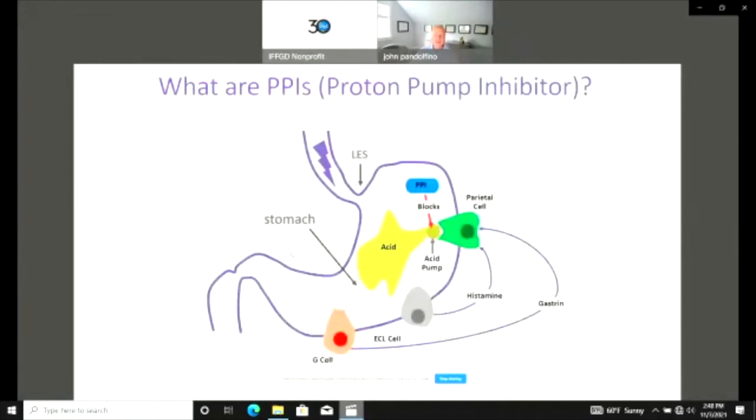So as I mentioned, the PPIs are very effective, but they do require this delicate interplay between the timing of the meals. But, you know, all of reflux is not related to acid. And remember that even though you might improve the acid level or reduce the acid level in the gastric refluxate, this gastric refluxate still has bile and it still has digestive enzymes, and that can still injure the esophagus.